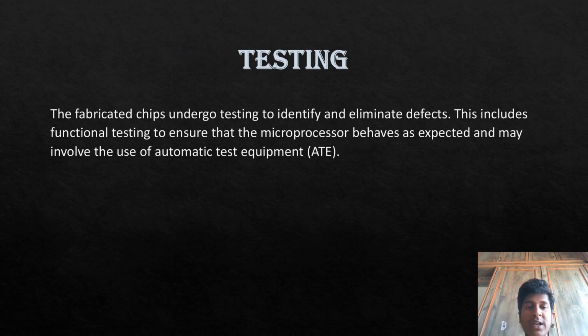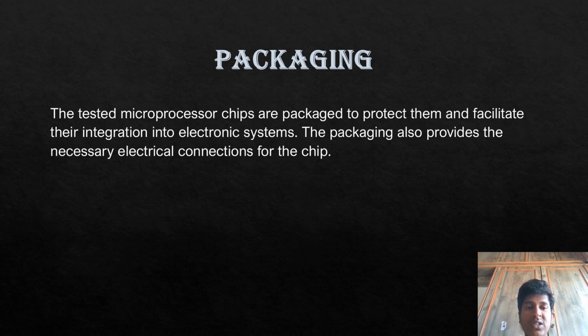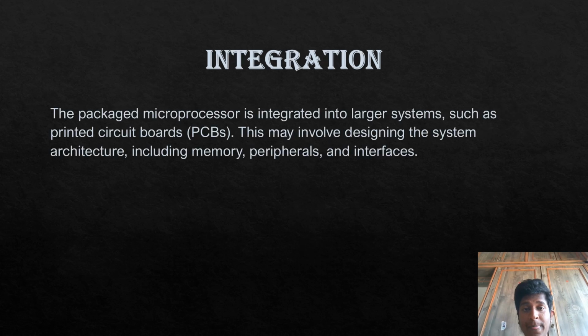Testing. The fabricated chips undergo testing to identify and eliminate defects. This includes functionality testing to ensure that the microprocessor behaves as expected and may involve the use of automatic test equipment. Packaging. The tested microprocessor chips are packaged to protect them and facilitate their integration into electronic systems. The packaging also provides the necessary electrical connections for the chip.